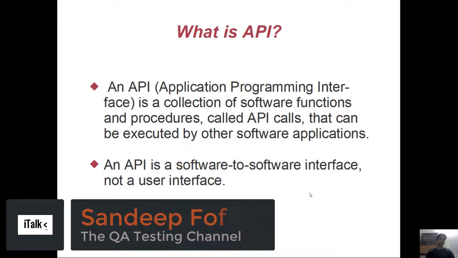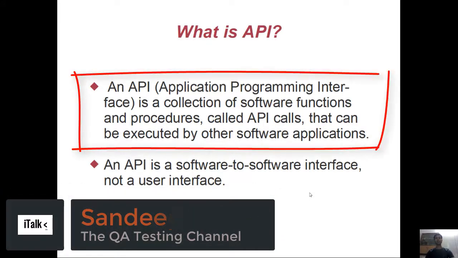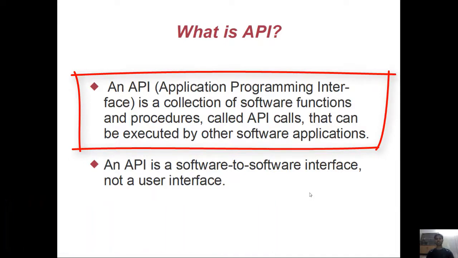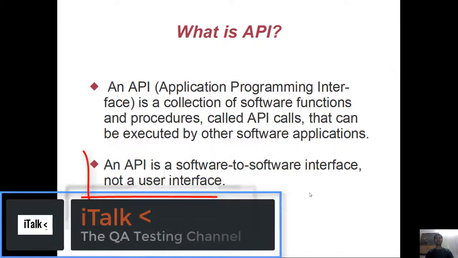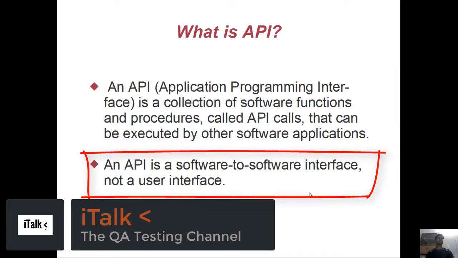What is an API? API, Application Programming Interface, is a collection of software functions and procedures. These can be executed by other software applications. It is a software-to-software interface, not a user interface. So that is called an API.